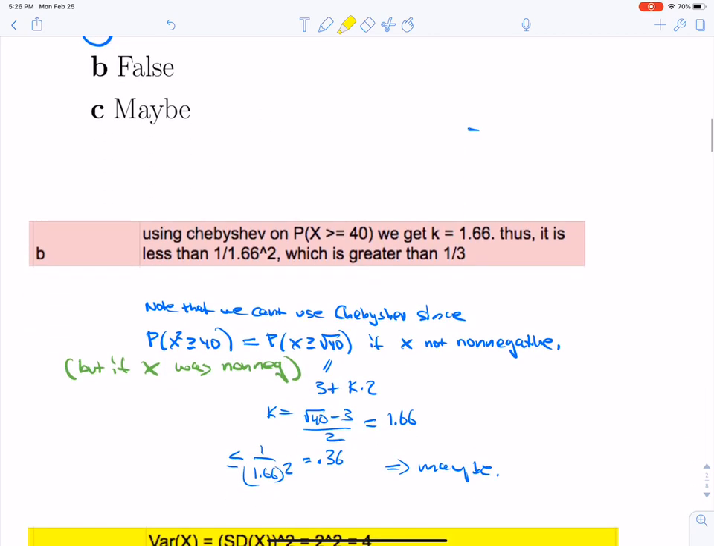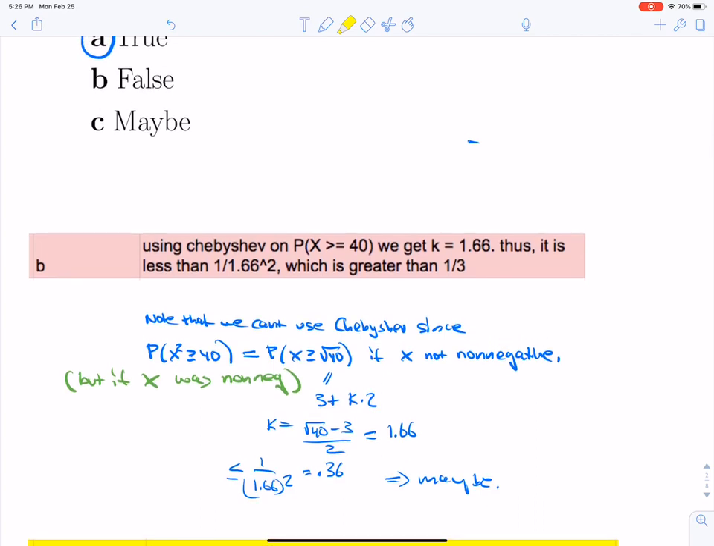So I have some issues with this. For one thing, we can't use Chebyshev since X is not necessarily non-negative. So when you take the square root of both sides of this inequality, you cannot conclude that the probability that X squared is greater than or equal to 40 is the same as the probability that X is greater than or equal to the square root of 40. But if you could do that, say that it was true that X was non-negative, then let's see what we get here. So square root of 40 must be 3 plus k times 2. So solving for k, we get 1.66.